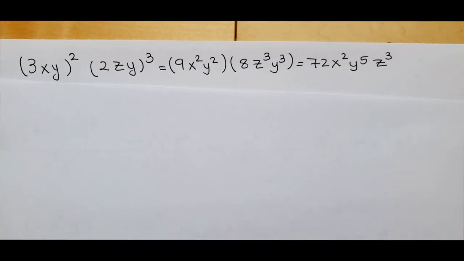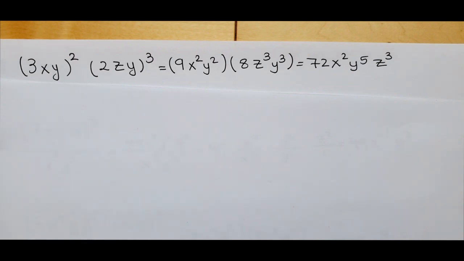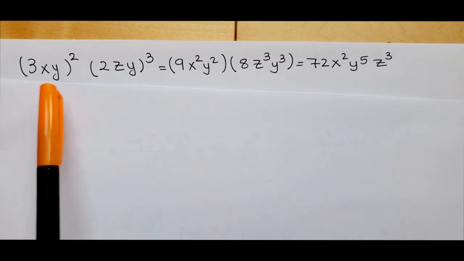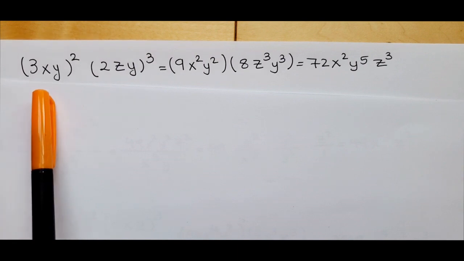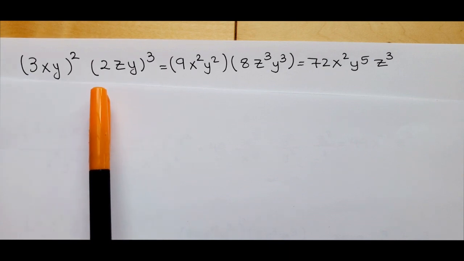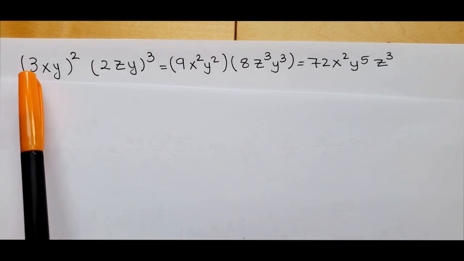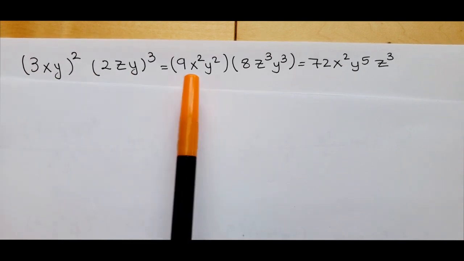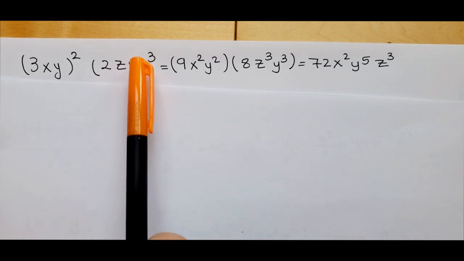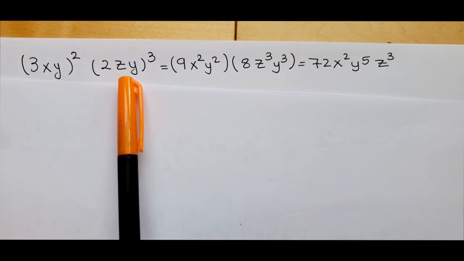Let's continue this video with more examples. 3xy, the whole thing raised to the power 2, multiplied by another bracket, which inside the bracket is 2zy, and then the whole thing is raised to the power 3. So what I usually do, I start with one, simplify, then go to the next, simplify, and then multiply the products together. So the first one, the power would be distributed, so that would be 9 x squared y squared, right? For the second parenthesis, the 3, which is the power, would be distributed equally. So 8 z cubed y cubed.